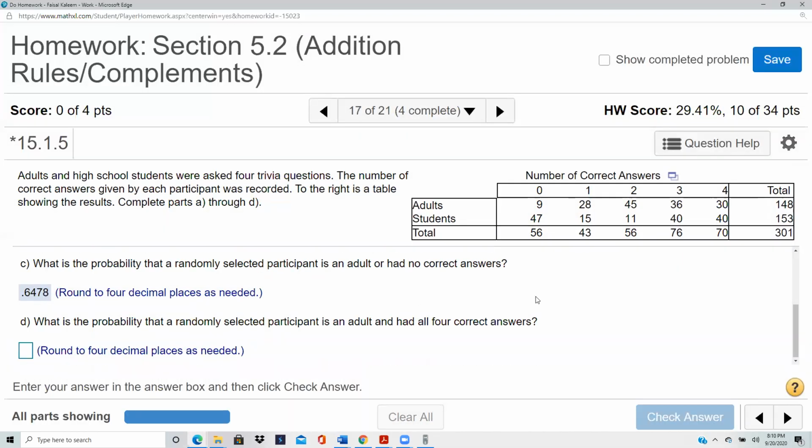What's the probability that a randomly selected participant is an adult and had 4 answers? Now, and is much easier than or, because adult and 4 answers is just this entry. So 30 divided by 301. We're always dividing by the total. So that's 0.0997.